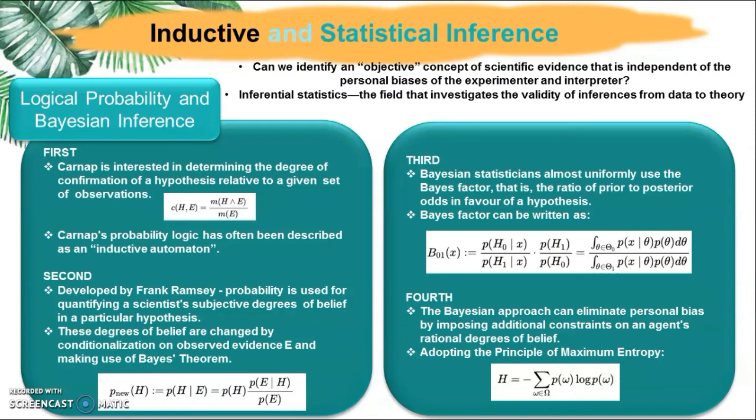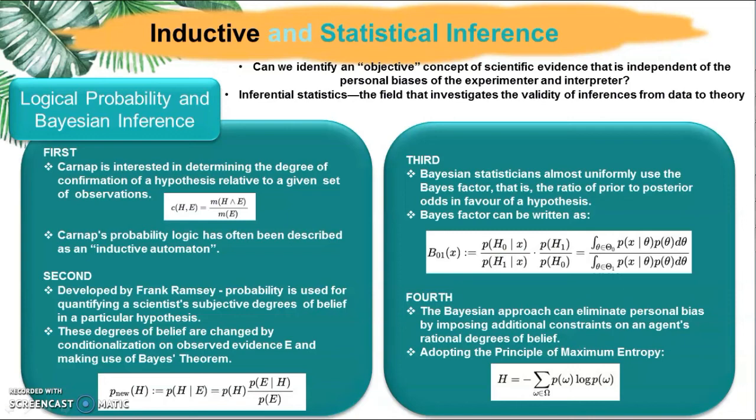Modern Bayesians prefer to measure degree of confirmation in terms of the increase in degree of belief. For solving a problem, Bayesian statisticians almost uniformly use the Bayes factor, that is the ratio of prior to posterior odds in favor of a hypothesis. The Bayes factor can be written as this formula.